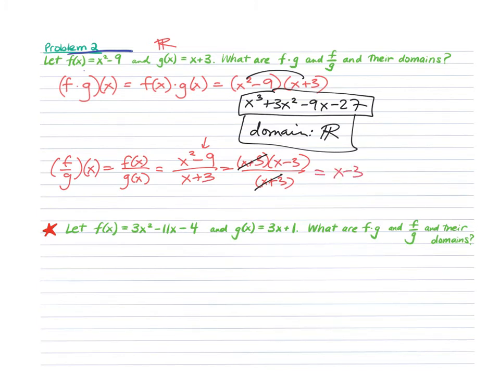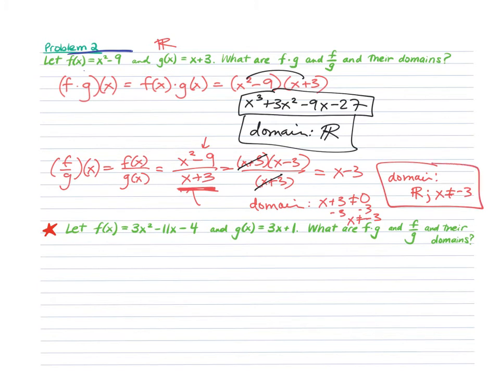But the domain, even though we've canceled something on the bottom, there is still a fraction. So there is a restriction on this x plus 3. This x plus 3 cannot equal 0. So if we solve for that, x cannot equal negative 3. So our domain, we now have a restriction. We didn't at the beginning, but we have a restriction because we did divide. Our domain is all real numbers except x cannot be negative 3. Okay?